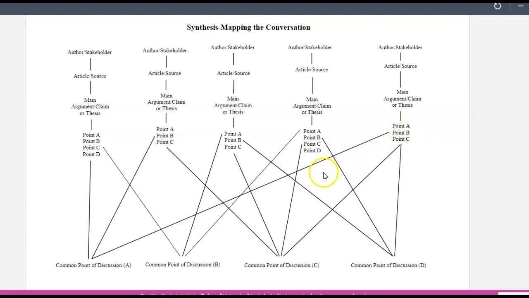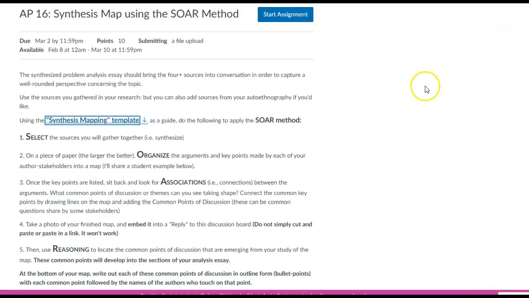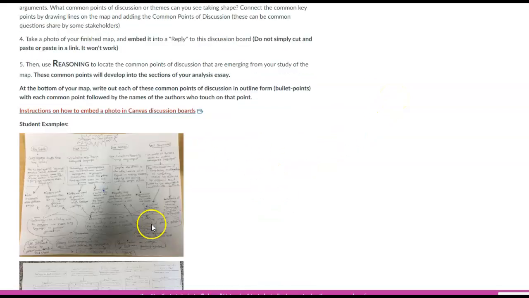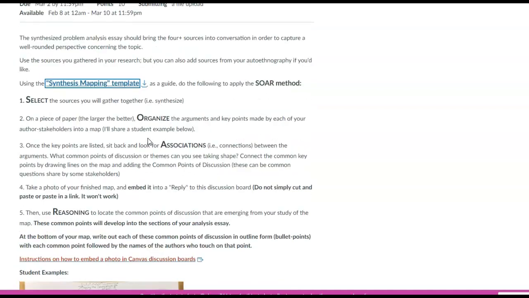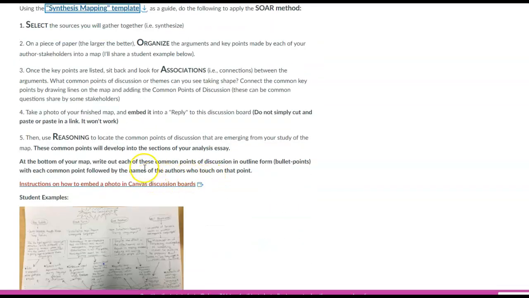Because those common points of discussion, if we go back here, those are going to be the sections of your essay. Those are the sections of your analysis. And here are some examples. Here are some pictures of some maps from previous students. But if you go down there, those common points will be the sections of your essay, and they'll even form the topic sentences for those sections.